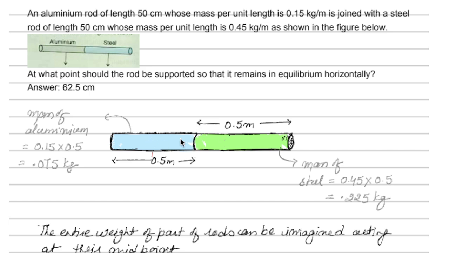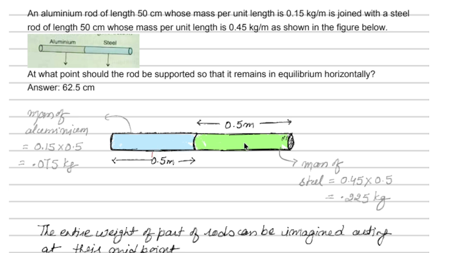If we take only the aluminum part, this left part of the rod, all the weight can be considered to act at its midpoint. That is called the center of gravity. So for half of the rod on the left, the entire mass of aluminum will have a downward force of 0.075 kilogram force. And the same for the steel, acting at the middle point of its rod, it will be 0.225 kilogram force.